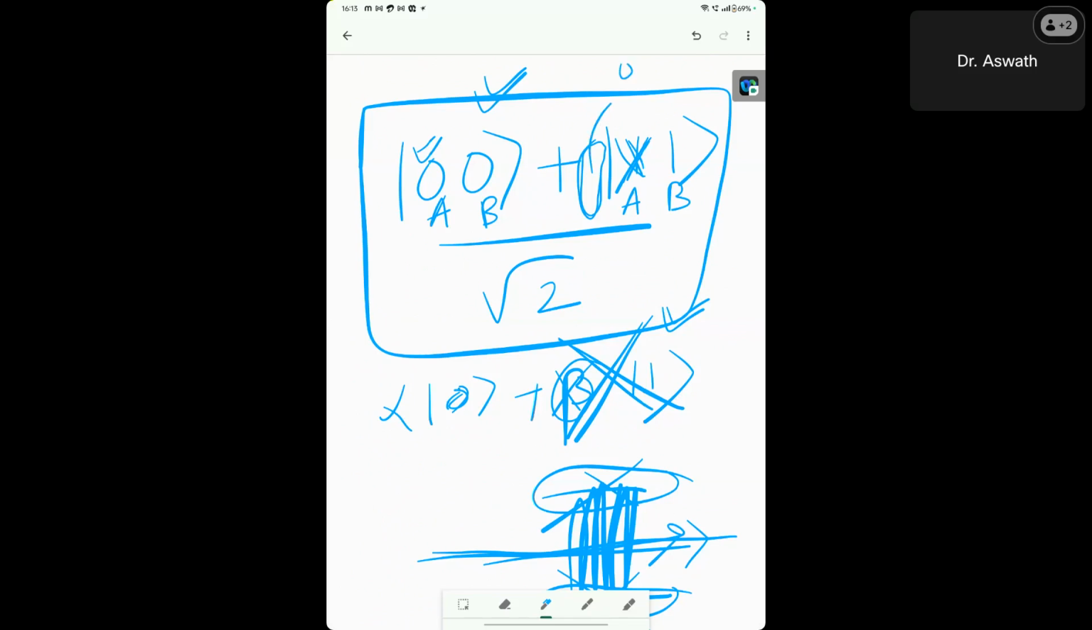What is multiplying? It is 1 by square root of 2. 1 by square root of 2 becomes 0. When 1 by square root of 2 becomes 0, what does it mean? This 1 by square root of 2 is not just multiplying atom A, it is also multiplying atom B. Meaning the atom B probability amplitude also becomes 0, so the entire state is going to be destroyed.